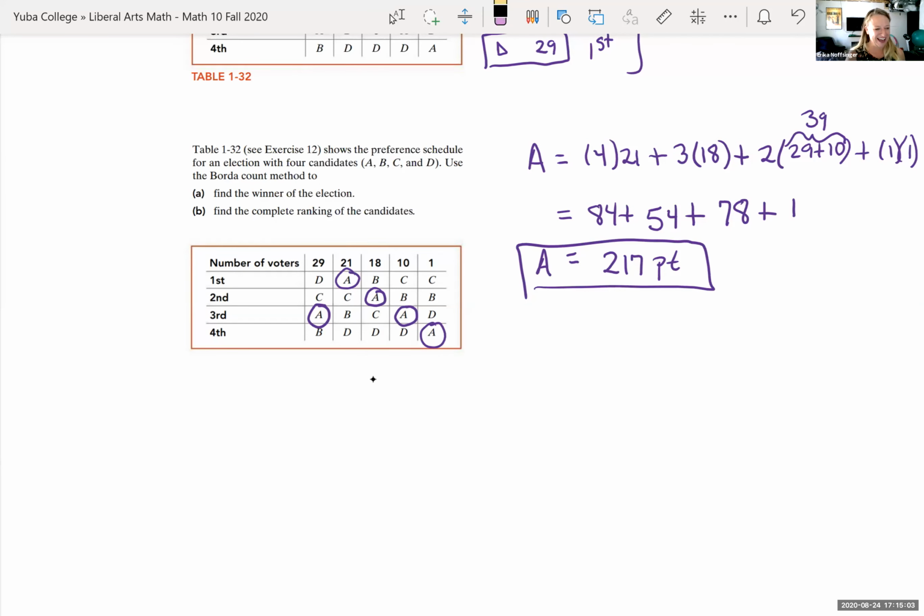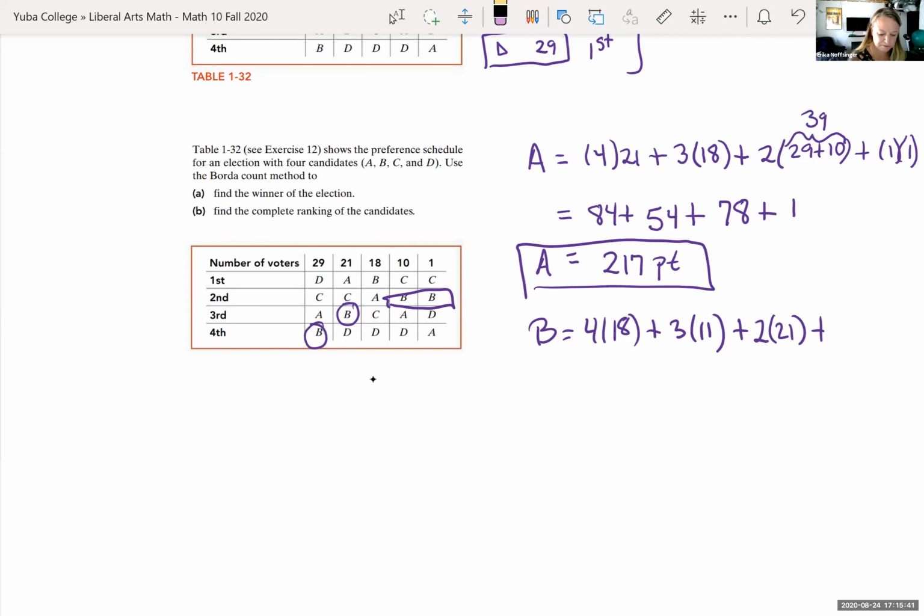So some of you are already ahead and know who's the winner. Okay, it does go a little longer sometimes when you're explaining. But if we go through now with B, first choice, they have 18, so 4 times 18, plus second choice, B has 3 points, and that's 10 plus 1. They have 11 second place votes, plus 2 times, B has 21. So 2 times 21. Plus B has fourth place votes, they have 29. So that's 1 point times 29.